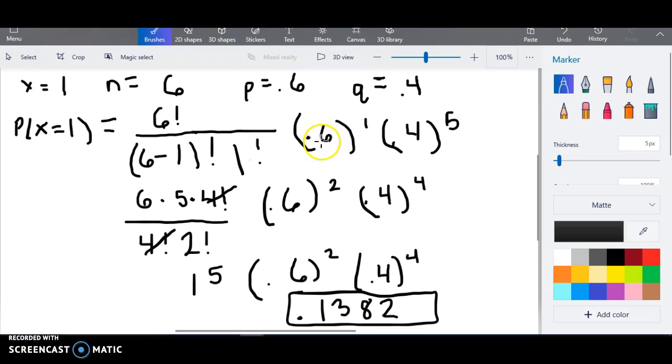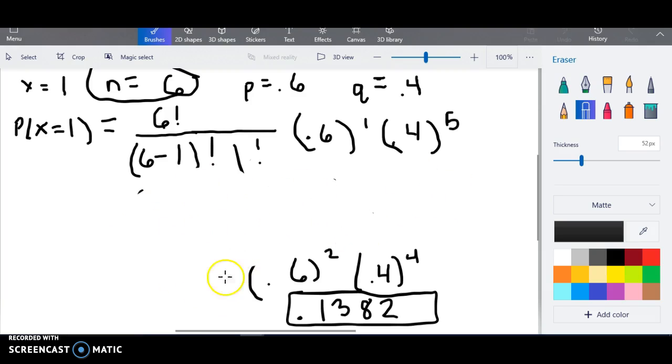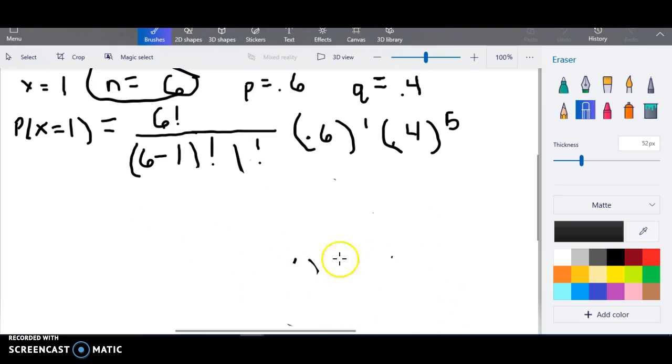So see how these two probabilities, 0.6 and 0.4, add up to 1, and then your exponents should always add up to whatever n is. So that might help you a little bit if you can just make a note of that. I don't expect you to remember that, but the p and the q always add up to 1. The exponents should always add up to whatever n is. Just make a note of that.